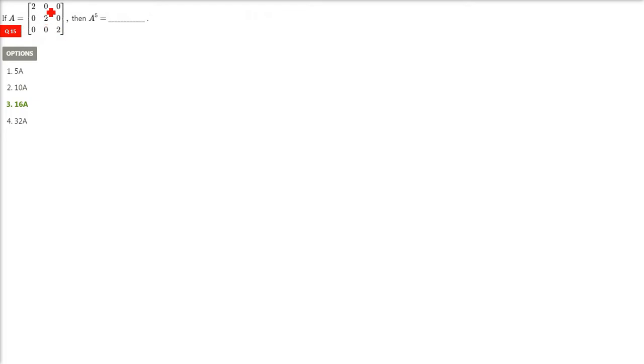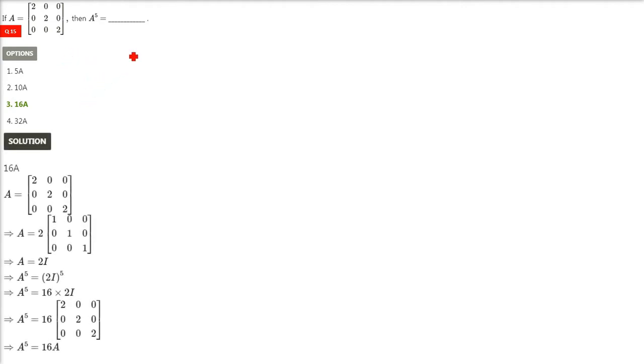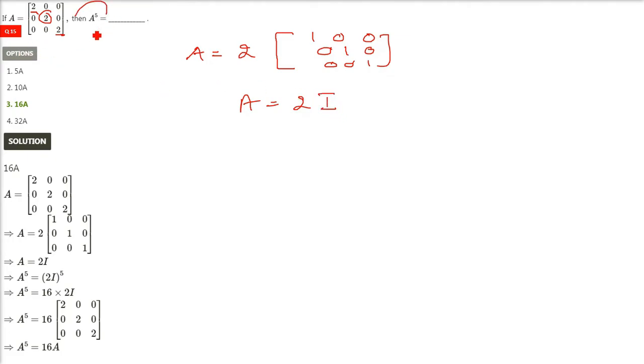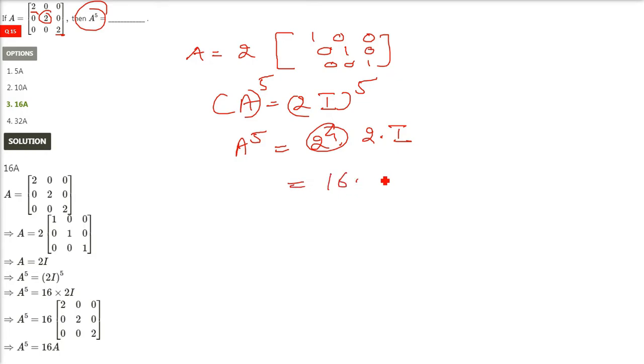Now if A is equal to this, then A raised to 5. This is a scalar matrix. So let me write it like this: I am taking 2 outside for the time being. So inside we'll get the identity matrix 1 0 0, 0 1 0, 0 0 1. So we can write it as A equals 2I. A raised to 5 is, take the power of 5 on both sides. So A raised to 5 will be equal to 2 raised to 5. 2 to the power 4 I am taking here, 2 I am keeping with I. 2 to the power 4 is 16 and 2I.